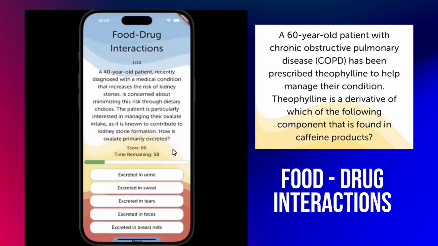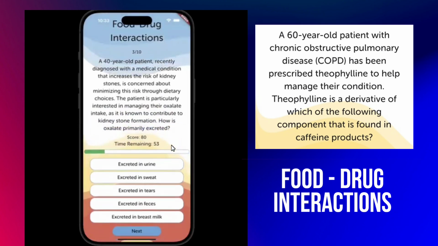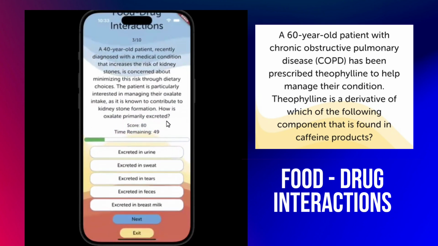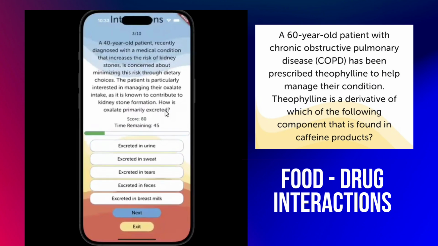Let's go to the next question. A 40-year-old patient recently diagnosed with a medical condition that increases the risk of kidney stones is concerned about minimizing this risk through dietary choices. The patient is particularly interested in managing their oxalate intake, as it is known to contribute to kidney stone formation. How is oxalate primarily excreted?